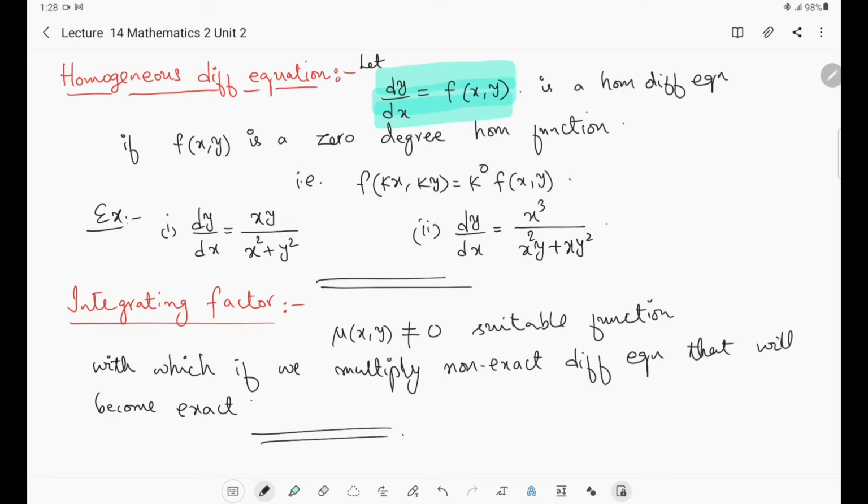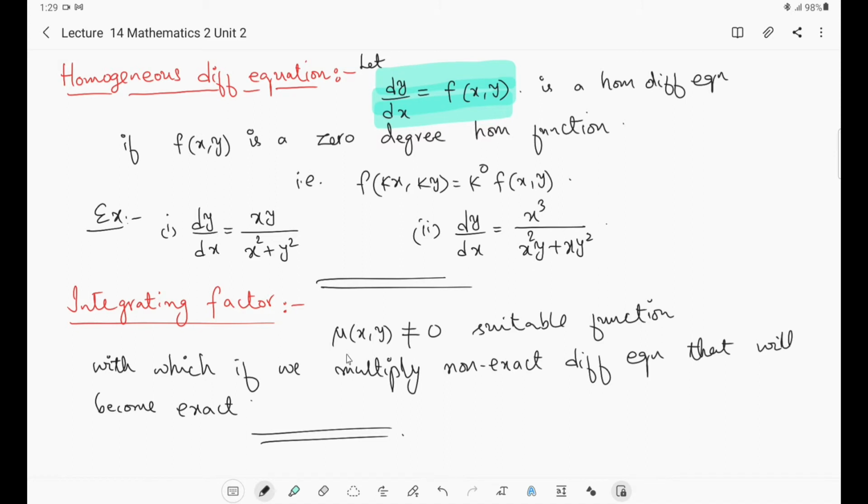Sometimes in the examination it will be asked for 2 marks: 1 mark for the definition of integrating factor, and another 1 mark for a small question where you will be asked to find the integrating factor. So we need to remember the definition. Integrating factor is a non-zero suitable function mu of x comma y, with which if you multiply the given non-exact differential equation, that will become exact, right?